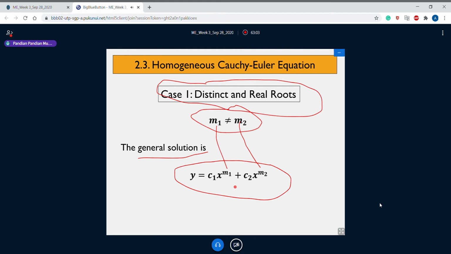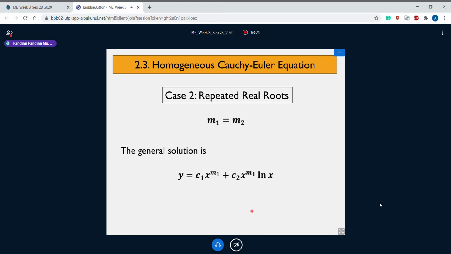What is the difference and what are the similarities? The homogeneous part is the same. You solve the auxiliary equation. You have 3 cases. So we already saw case 1, and now case 2. Case 2 is a repeated real root. That means your m1 equals m2.